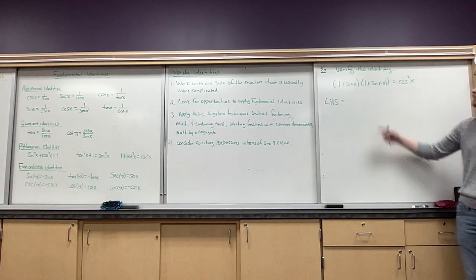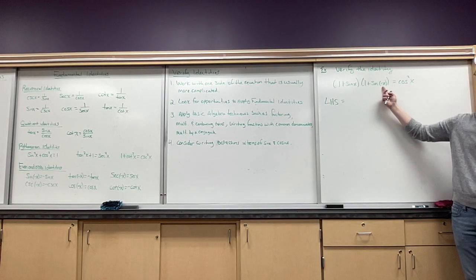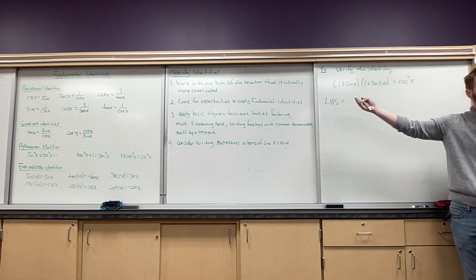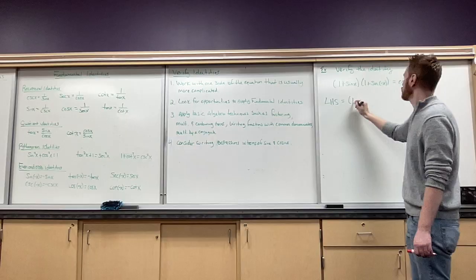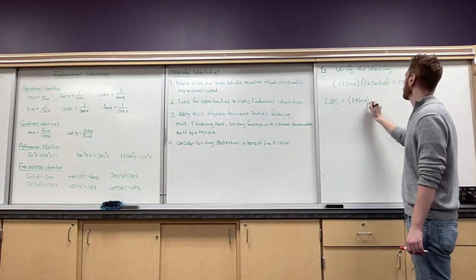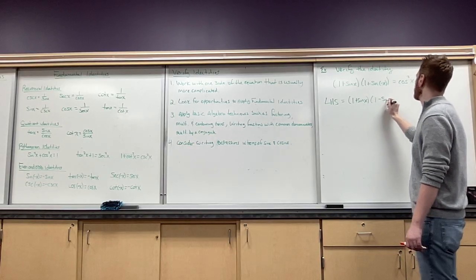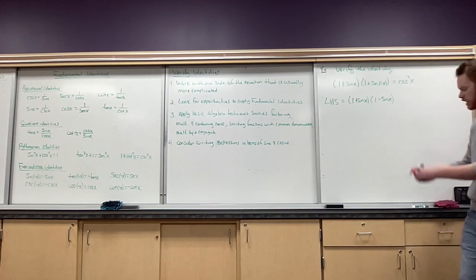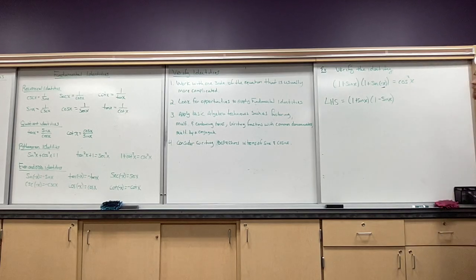So before I multiply these two, I have something I can use here, right? So sine of negative x is the same thing as what? Negative sine of x, right? Yeah. So let's rewrite that. So this would be 1 plus sine of x, 1 minus sine of x. So I'll just put that in red. That's the thing that I took care of first.